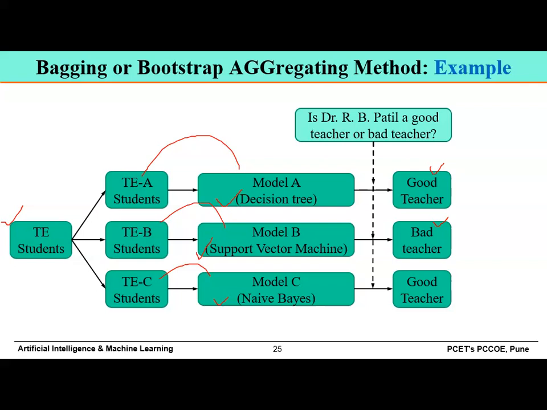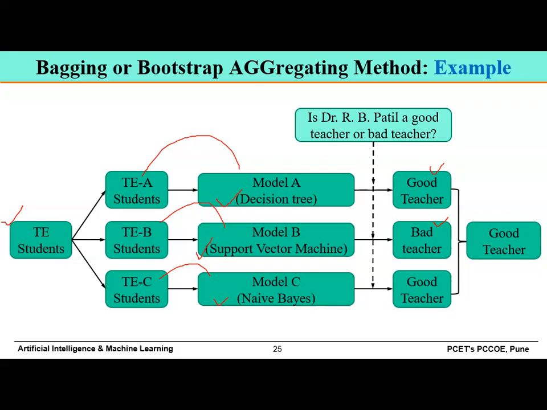So in this example, TA and TC students are saying I am a good teacher, and TB is saying I am not a good teacher. So what will be the conclusion? I am taking undue advantage, right? So we can say that I am a good teacher. So is the concept of bagging clear from this example? Any question? Do you understand how the bagging technique works?